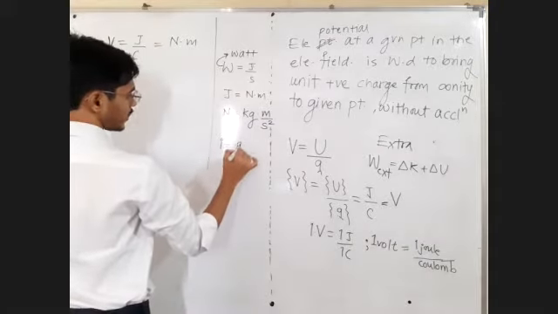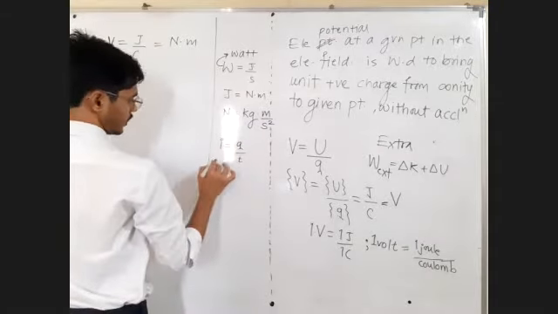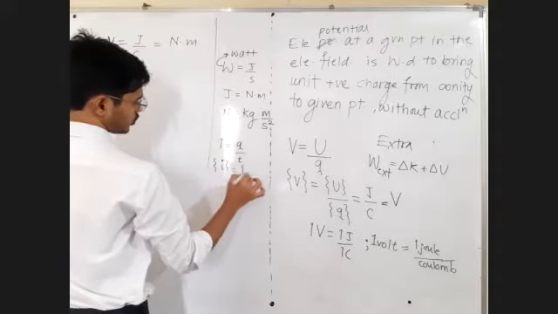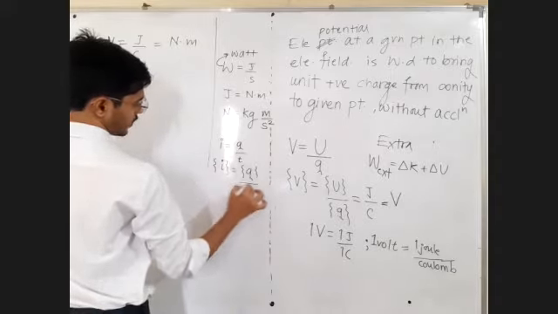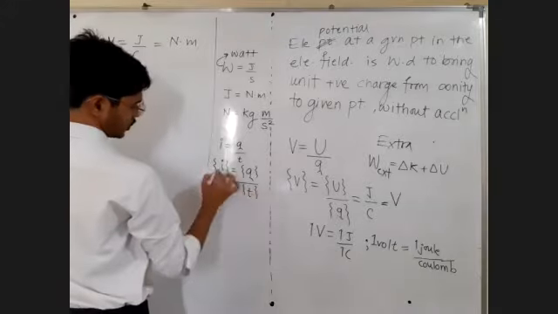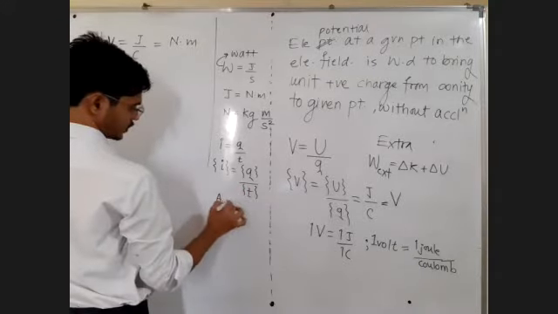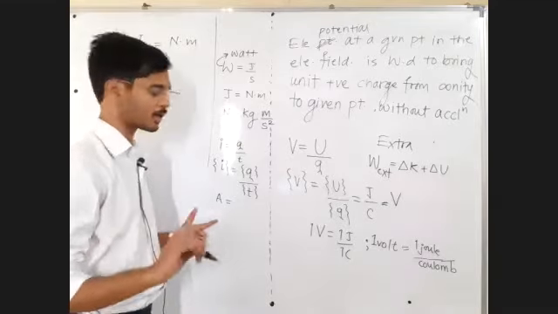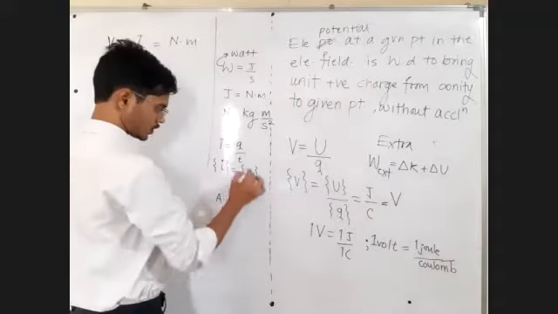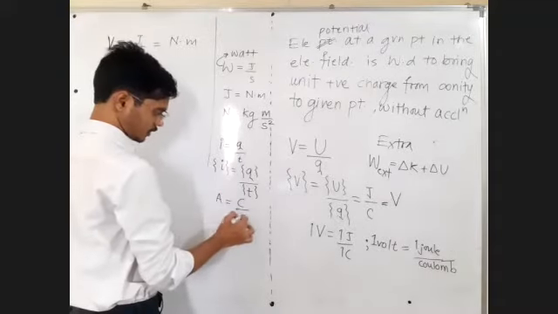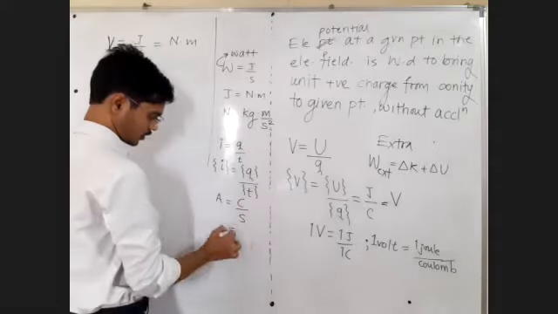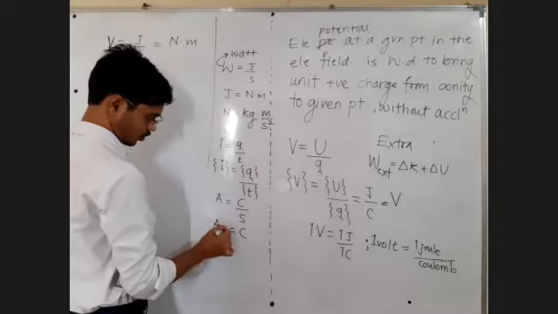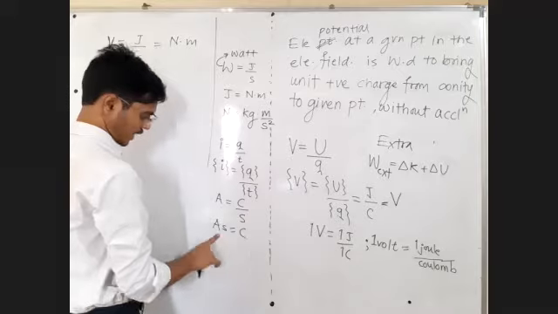Current is equal to rate of flow of charge. Taking units on both sides, unit of current is equal to unit of charge divided by unit of time. Unit of current is ampere, which is a fundamental unit. Coulomb is not a fundamental unit. Unit of charge is coulomb, unit of time is second. Coulomb is equal to ampere into second. What is the replacement for coulomb? Ampere into second.